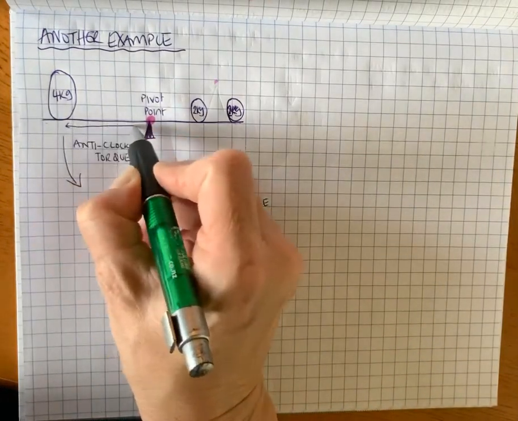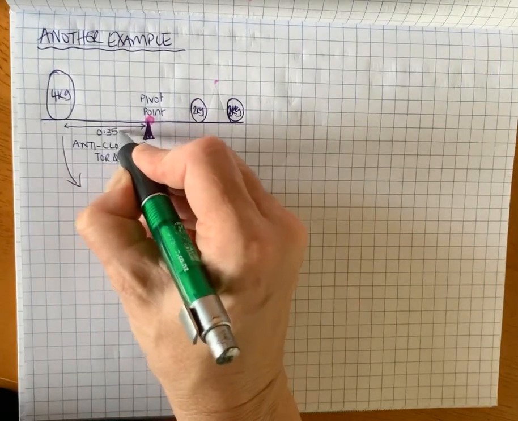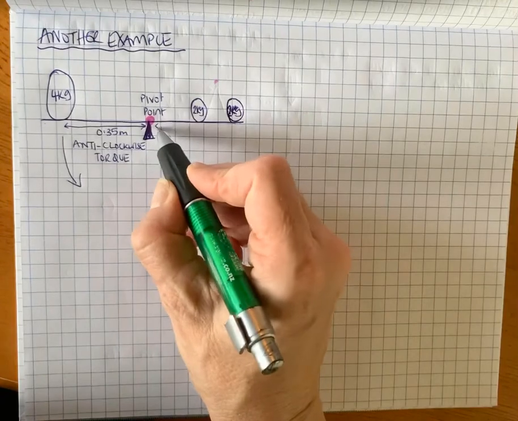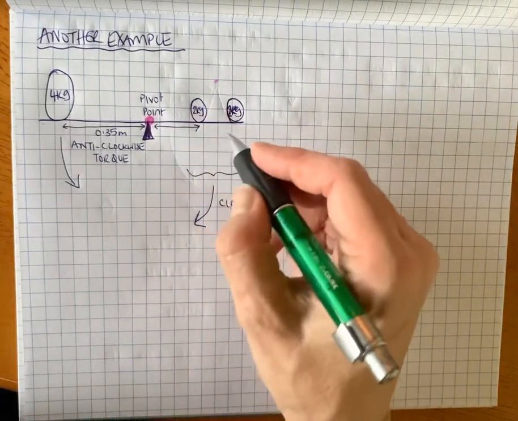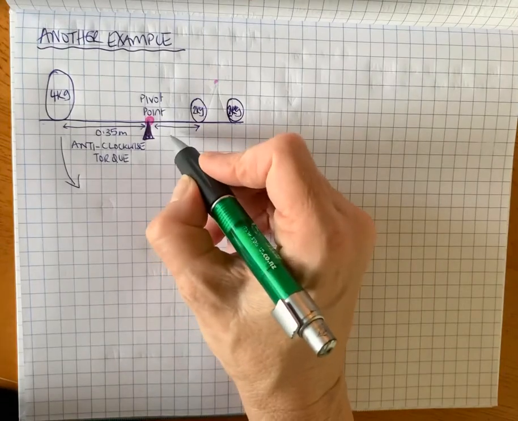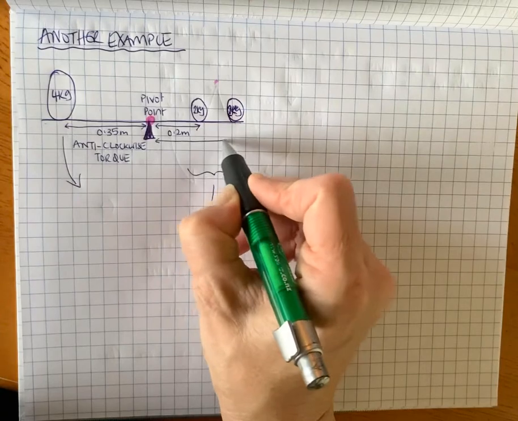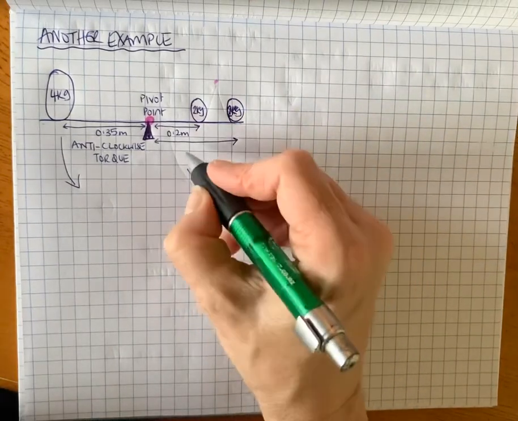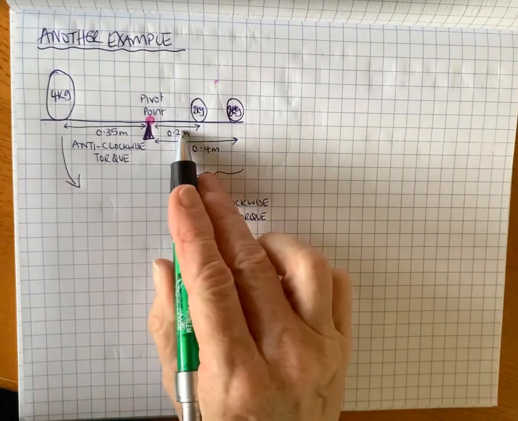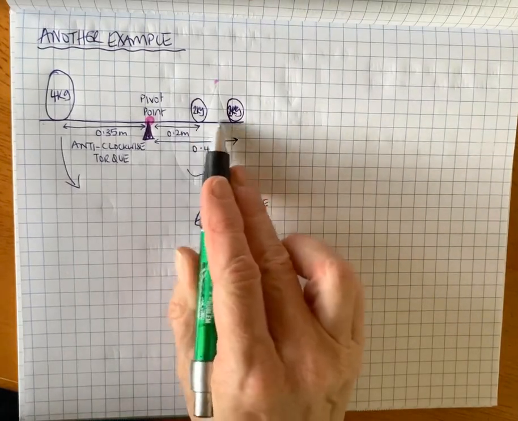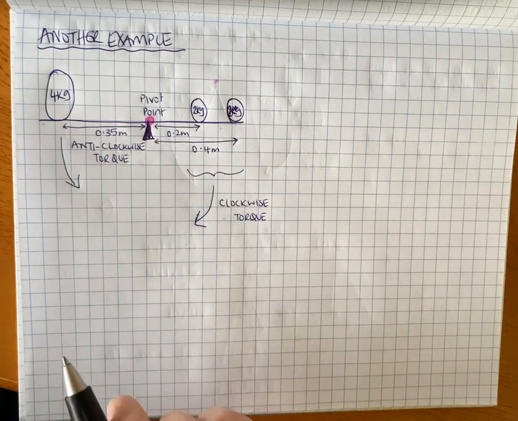So the distance between the 4 kilogram mass and the pivot point is 0.35 of a metre. From the pivot point to the first little oval, it is 0.2 of a metre. But between the pivot point and the second little oval, it's 0.4 metres. So it's this 0.2 plus the 0.2. I haven't written it in there because it's got to be the distance from the pivot point.